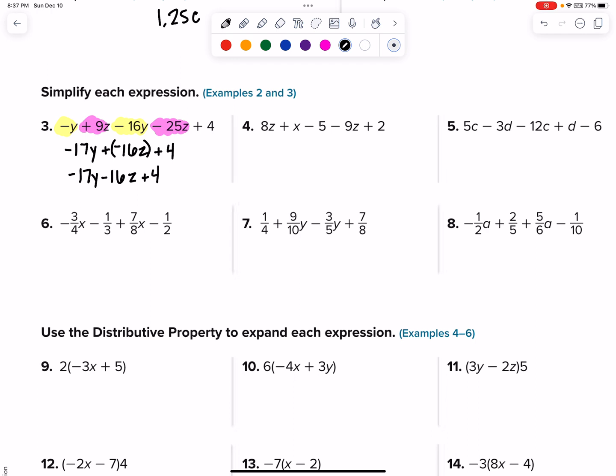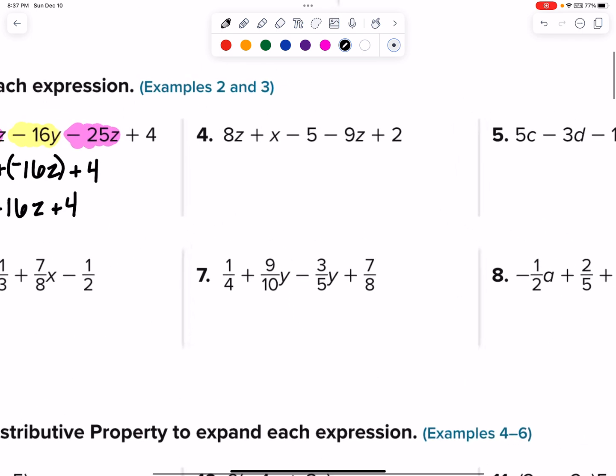All right, I'm going to go ahead and do number 4 together with us. So let's highlight like terms. So here's the Z club with a negative 9Z. And then we have an X club and no other X's. And then I have a negative 5 constant and a 2 constant. So let's go ahead and write these down now. So 8Z and a negative 9Z is a negative 1Z, or just negative Z.